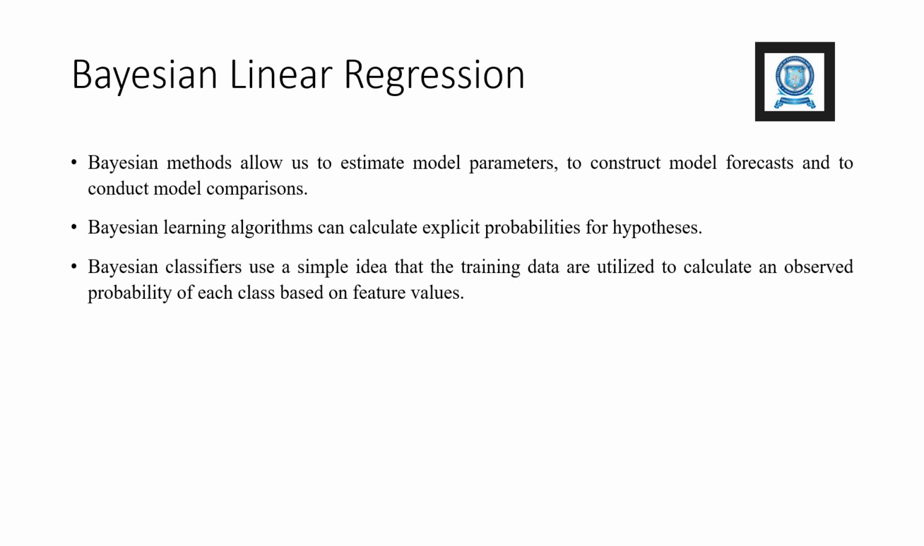Bayesian linear regression. Bayesian methods allow us to estimate model parameters, to construct model forecasts and conduct model comparisons. Bayesian learning algorithms can calculate explicit probabilities for hypotheses. Bayesian classifiers use a simple idea that the training data are utilized to calculate an observed probability of each class based on feature values.